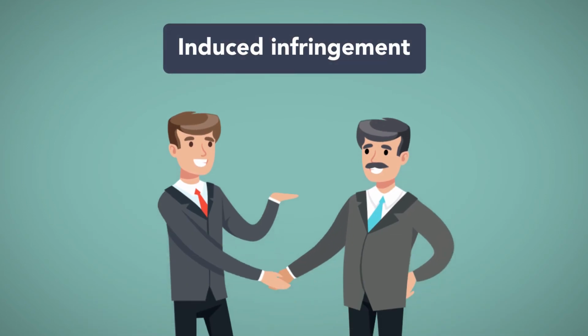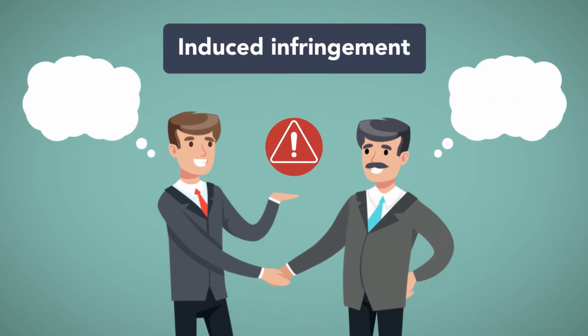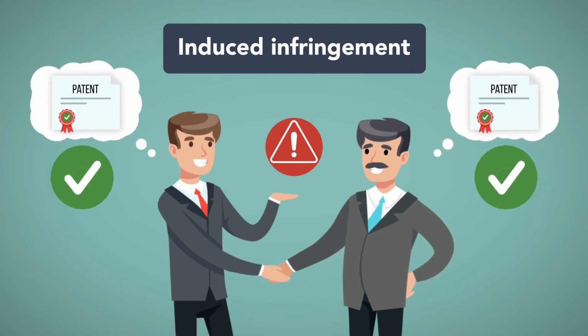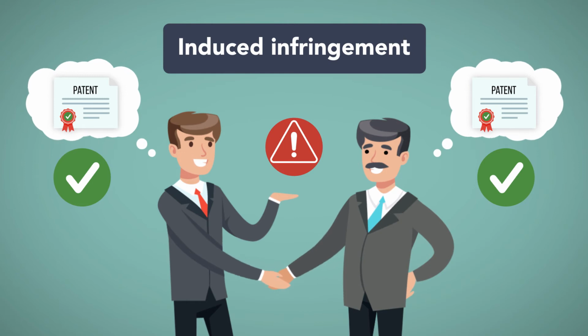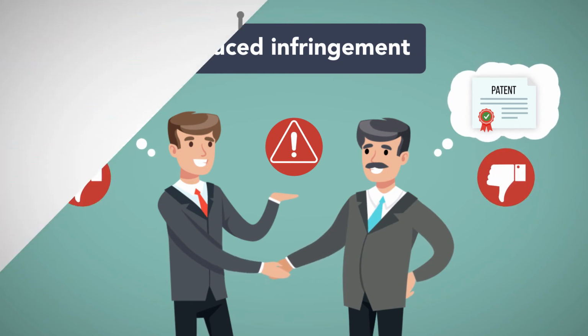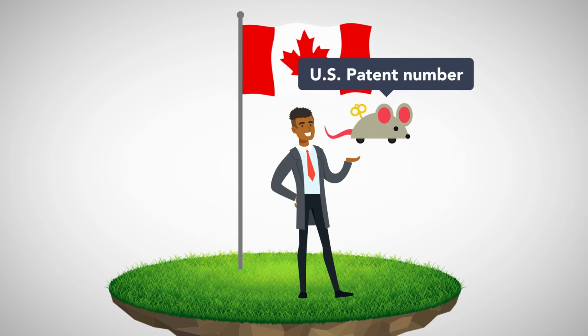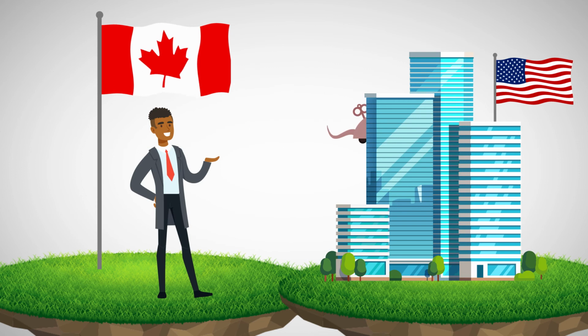Induced infringement occurs when someone knowingly aids and abets direct infringement by another. This requires knowledge that the induced acts constitute patent infringement. The inducer must know that the patent existed or must have been willfully blind to its existence. For example, suppose a Canadian manufacturer obtains a product marked with a U.S. patent number, copies that product, and sells it to an American company, knowing that it will be resold in the United States.